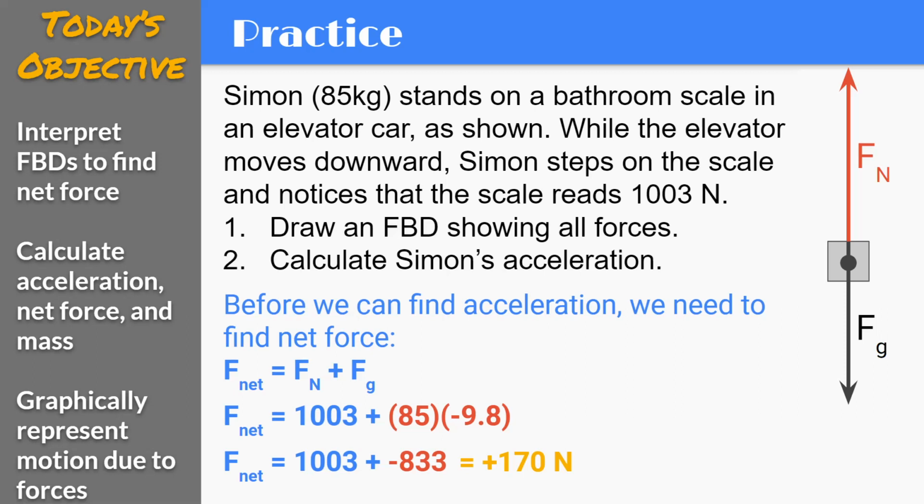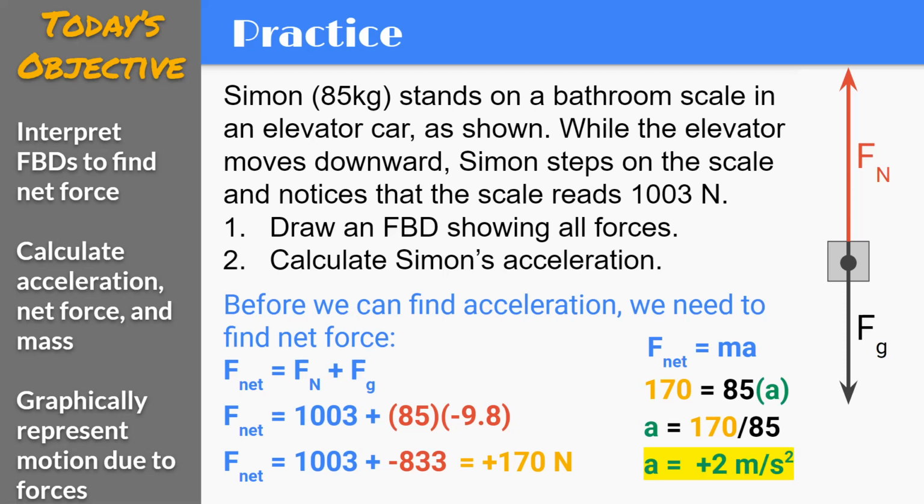All right, so we haven't found step 2 yet. We found Fnet. We need to use it to find the acceleration. And again, if I'm trying to find acceleration and I've got net force and mass, I just use Fnet equals ma. 170 equals 85, that's the mass in the question, times a. Divide both sides by 85. 170 divided by 85 is positive 2. Positive 2 meters per second squared. Again, I know that it's positive because my acceleration will be in the same direction as my net force, and my net force was positive 170.